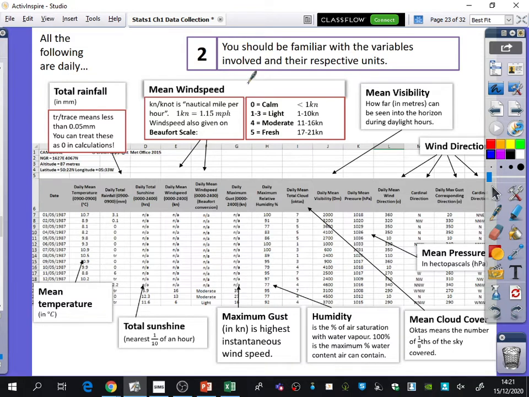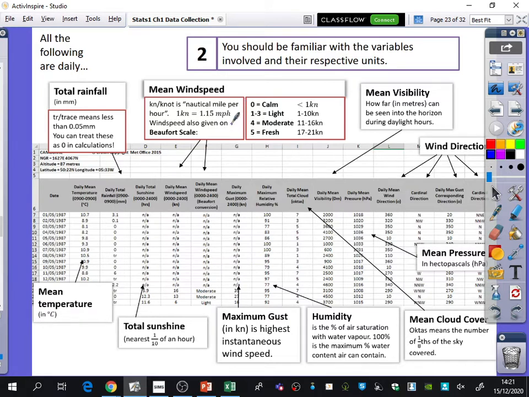We also need to know a bit about the mean or the average wind speed. When you see the letters KN, it stands for knot. And a knot is a nautical mile per hour. Okay, so it's the nautical miles per hour. One knot is 1.15 miles per hour.